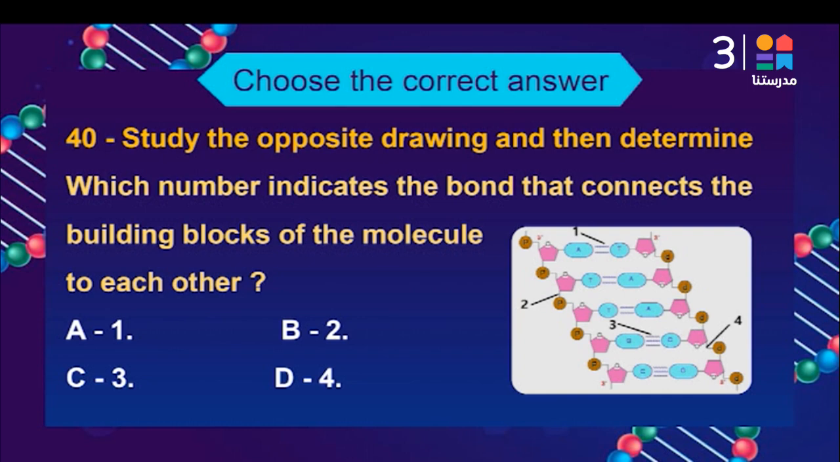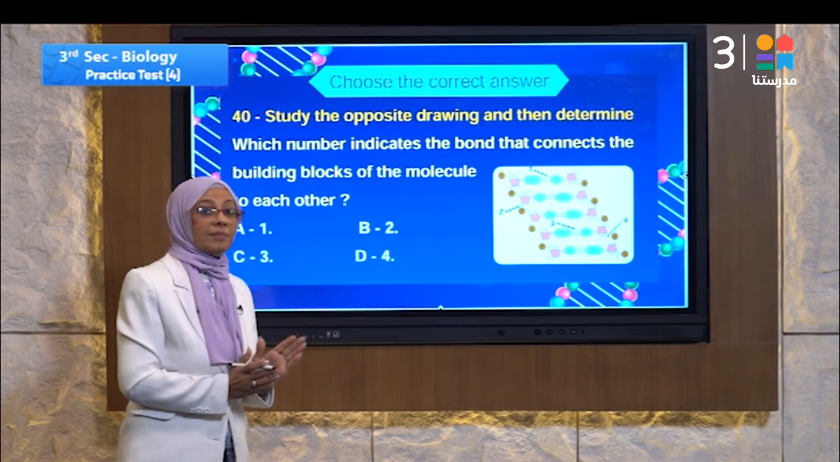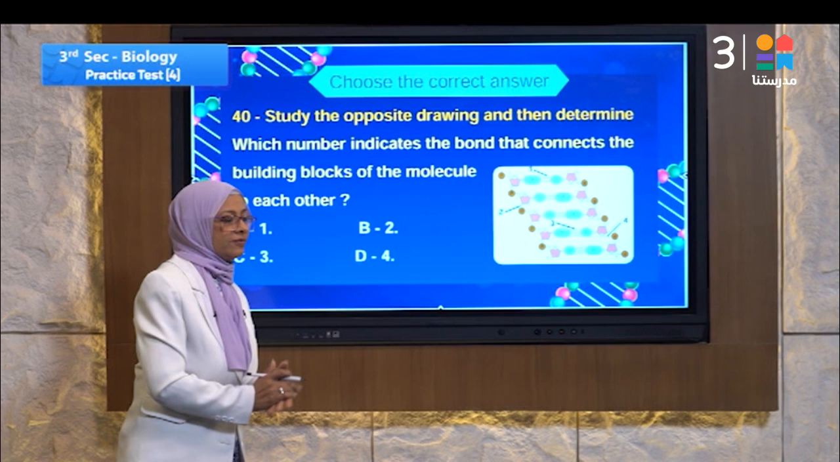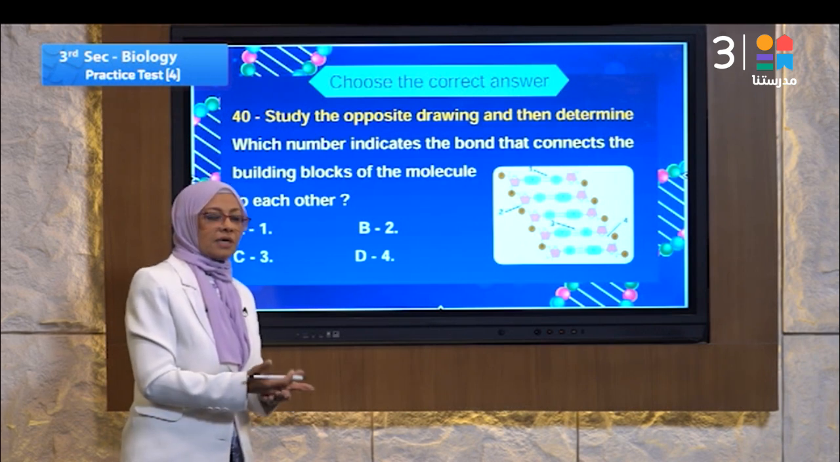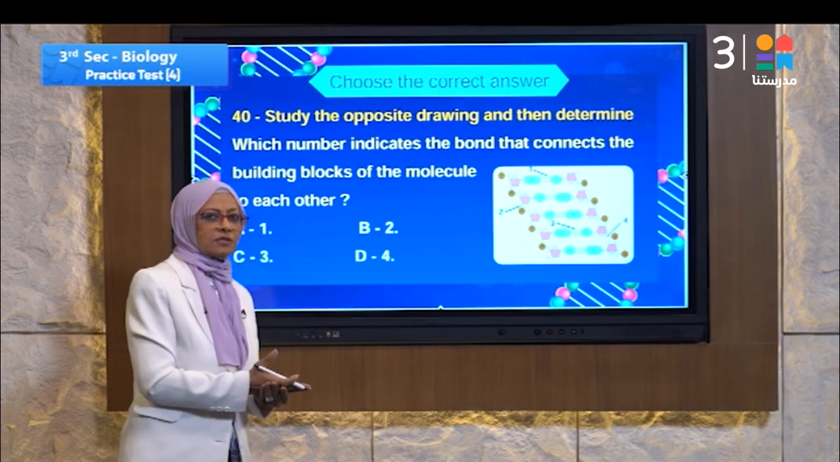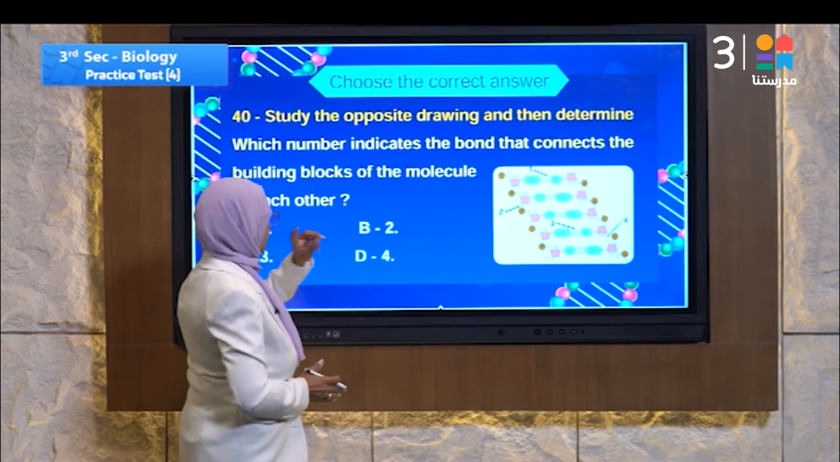40, study the opposite drawing and then determine which number indicates the bond that connects the building blocks of the molecule to each other. Building blocks. What are the DNA building blocks? The DNA built of sugar and phosphate.